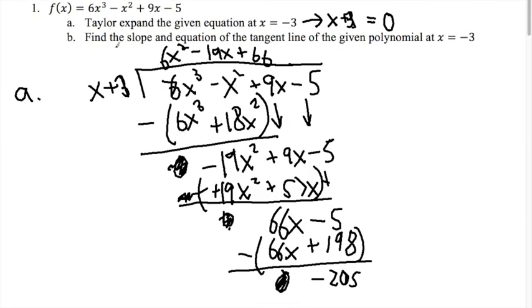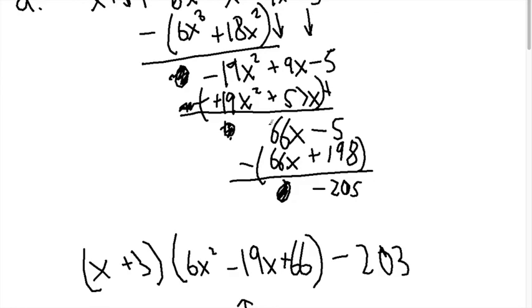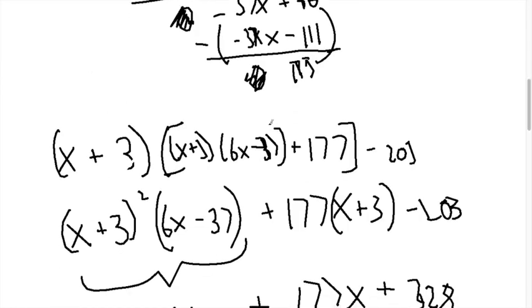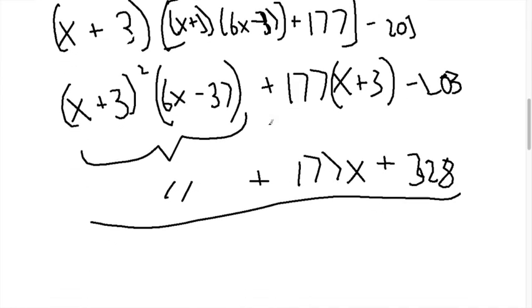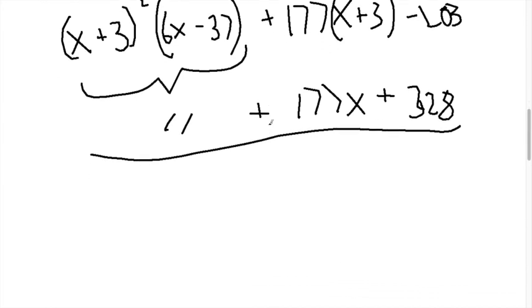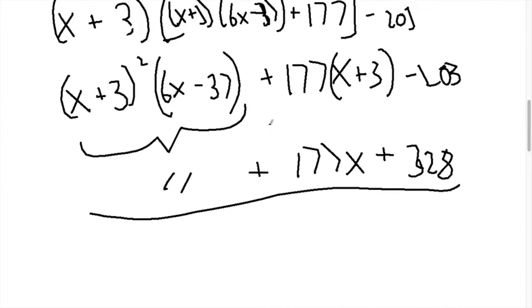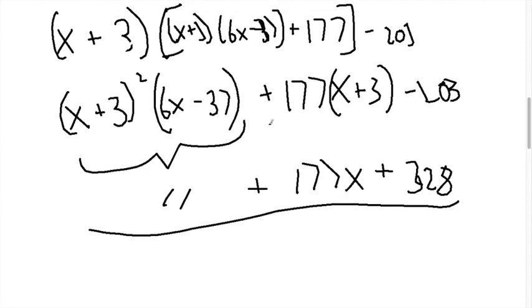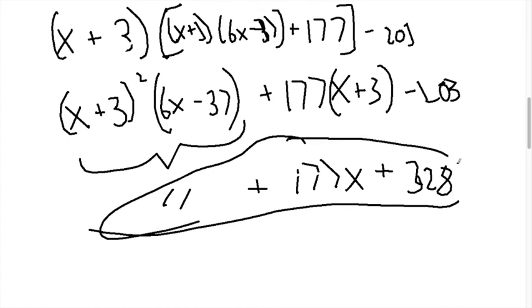Now, going back and looking at part B, we're told to find the slope and the equation of the tangent line of the given polynomial at the same point we used before. That becomes very simple, because in order to find the equation and slope of a tangent line of a polynomial, you have to do Taylor expansion. And Taylor expansion brings you to this point that we got to earlier.